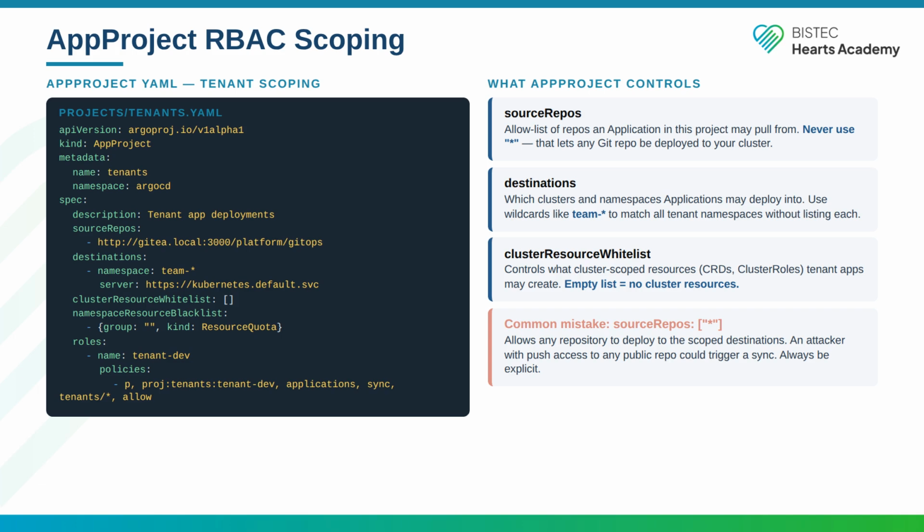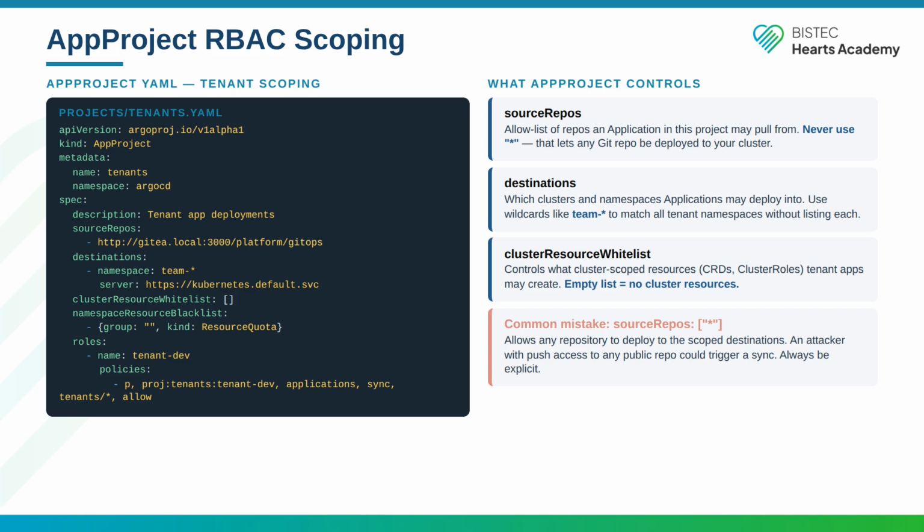Second, destinations, which clusters and namespaces applications in this project can deploy to. Restrict tenants to their own namespace prefixes and block access to platform-owned namespaces. Third, cluster resource whitelist, which cluster-scoped resources applications can manage. Most tenants should have none. They should only manage namespace-scoped resources. The most dangerous misconfiguration in Argo CD is source repos set to wildcard.